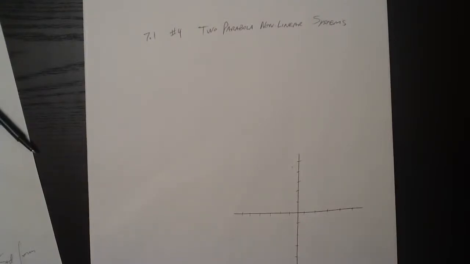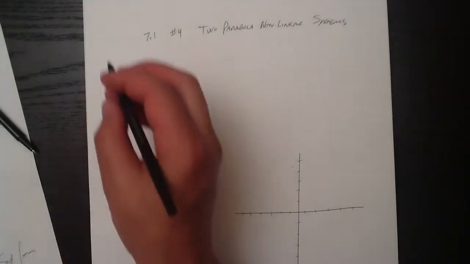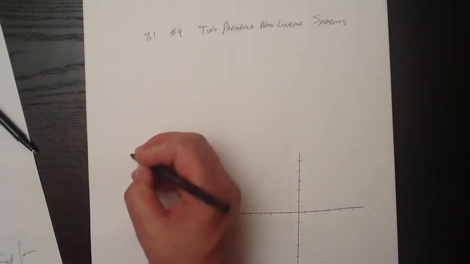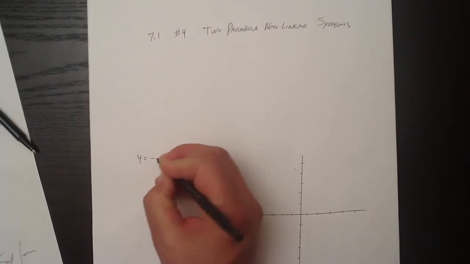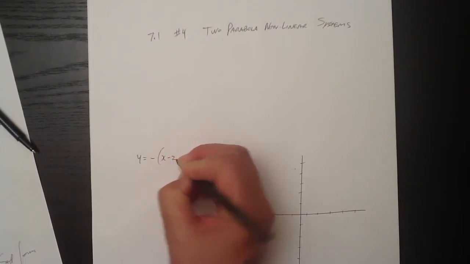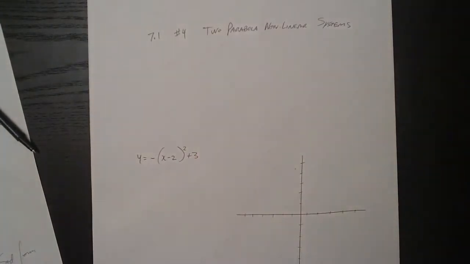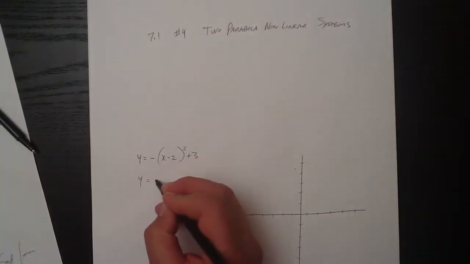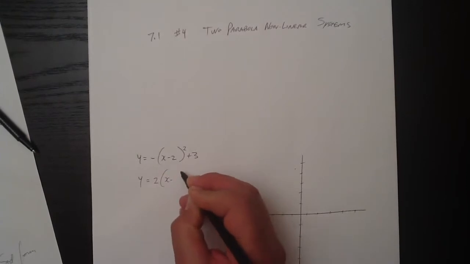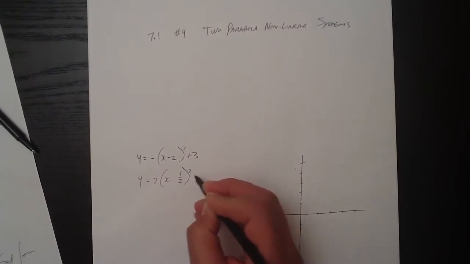Okay, when you have a nonlinear system that's got two parabolas in it, it means that you have two equations that have the x squared. So if I write those down, let's write them down in standard form. I'm going to write down an example here. y equals negative (x minus 2) squared plus 3. There's one. And the other one, y equals 2(x minus 1/2) squared plus 3/2.